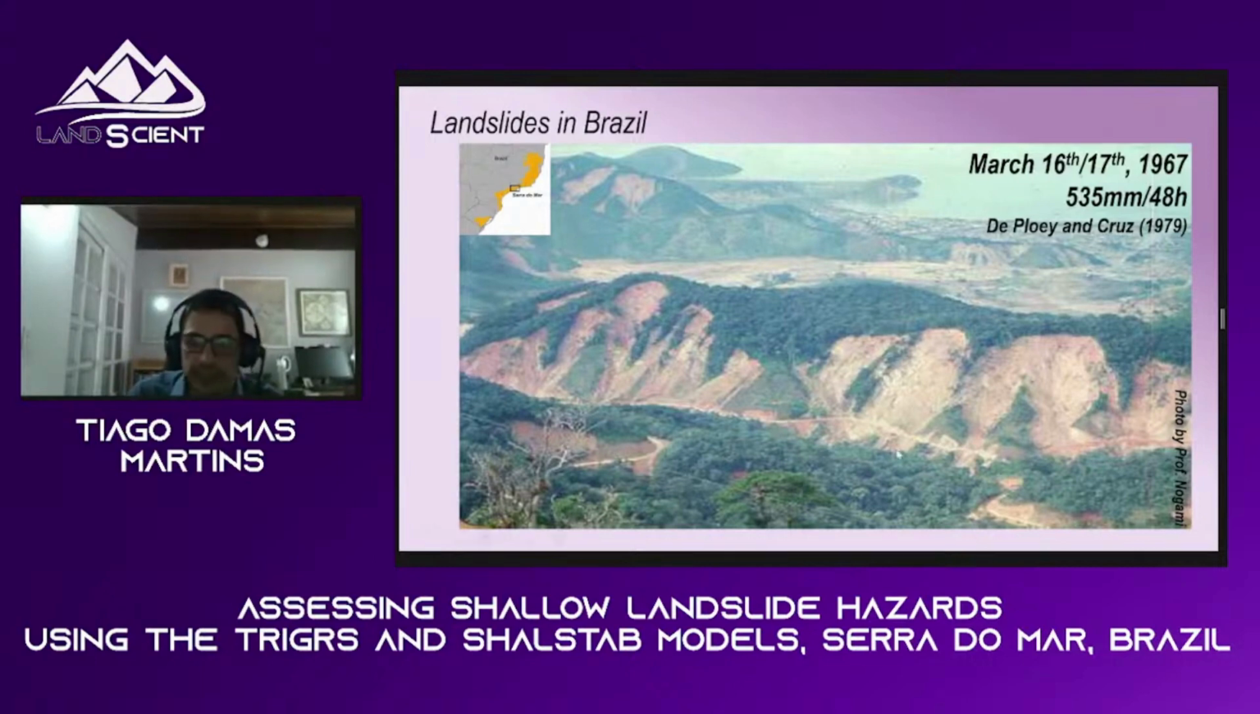You can see here the landslide scars produced by this process, and here you can see the highway. So this process happened on March 16, 17, in 67, and was first studied by Professor Cruz, who mapped the deposits and the reach of the deposits associated with the mass movements.